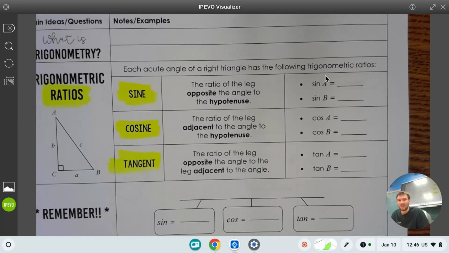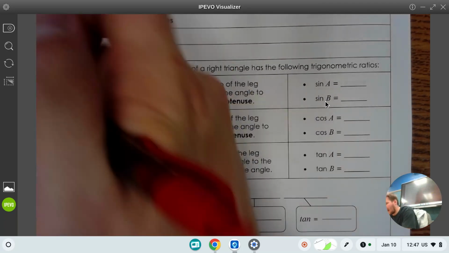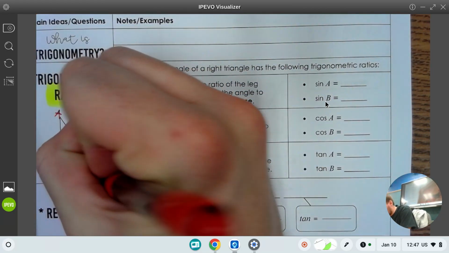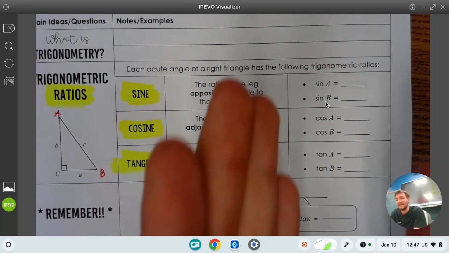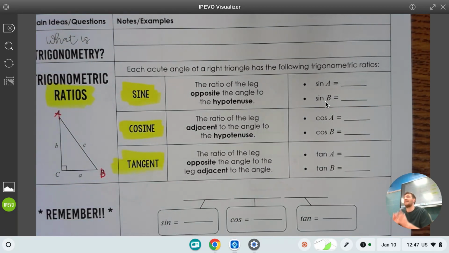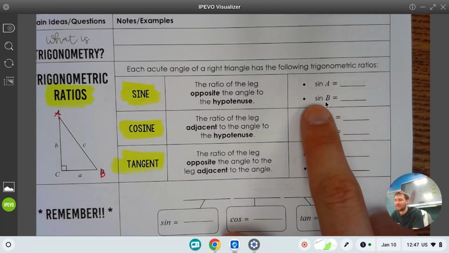And as you can tell, you might have to do the sine of A, you might have to do the sine of B. If you look at your triangle over here, A is the triangle at the top, and B is the triangle at the bottom. Now, that means that sine A is going to be different than sine B, because you're going to have different perspectives, just like the warm-up we just did. I hope you're seeing the connections to what we just did. If you're at sine A, you're going to have a different ratio than if you're at sine B.